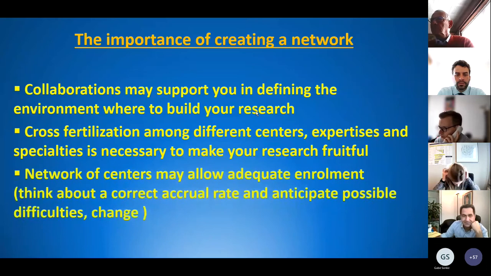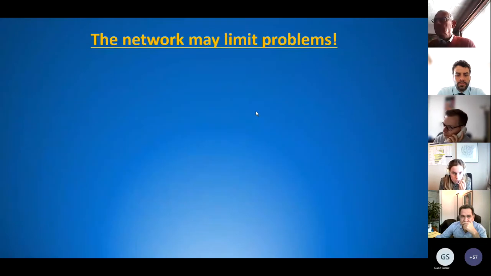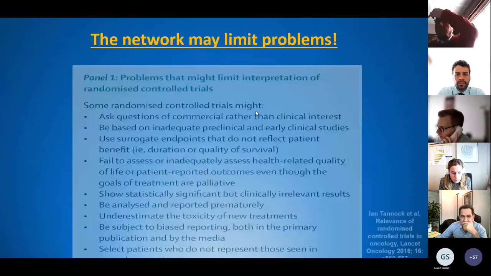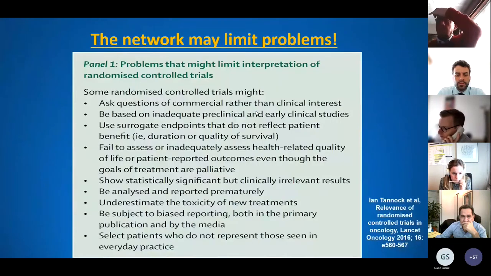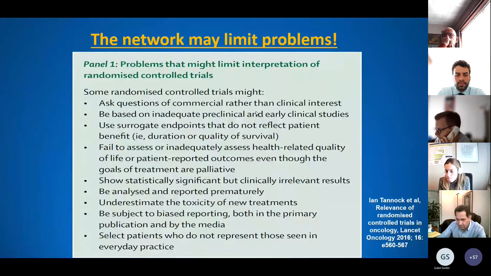Because a network of centers may also allow adequate enrollment. It is important to think about a correct accrual rate before starting the trial. The network may also limit some problems. I will not go into the details of this wonderful paper published by Ian Tannock in Lancet Oncology that expressed all the possible problems that might limit the interpretation of randomized controlled trials. But I suggest a thorough evaluation of this paper because it is a wonderful agenda of how to be aware of possible limits and how to overcome the limits of your future clinical trial.